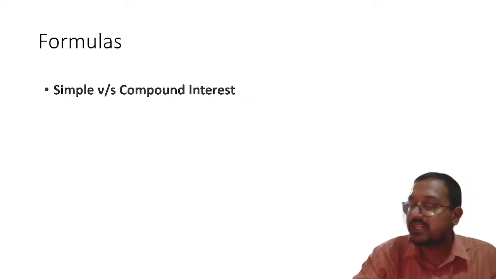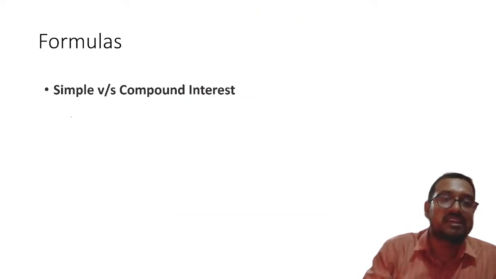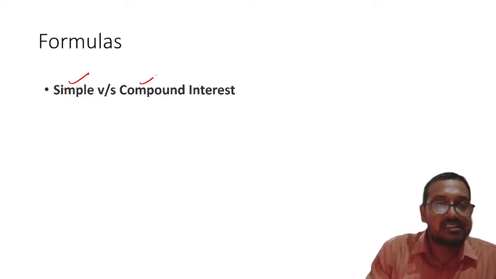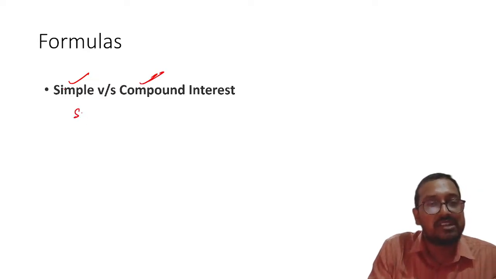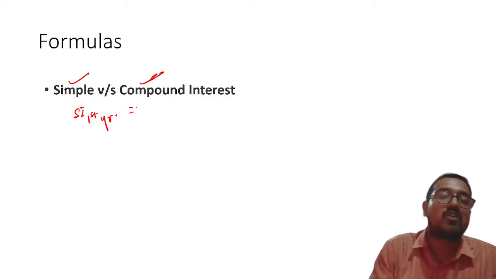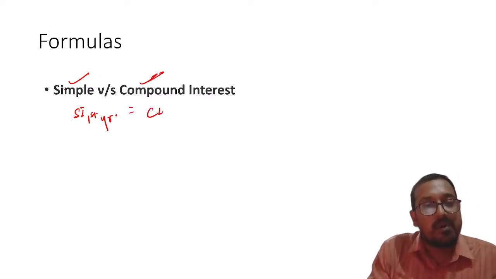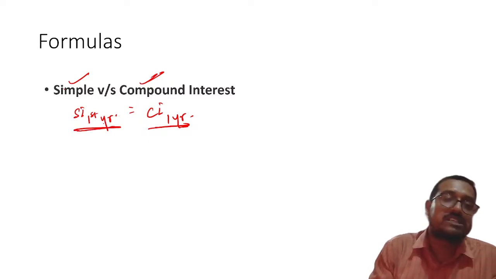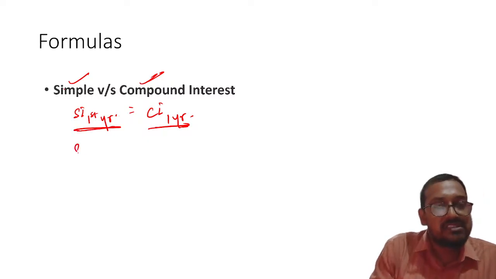Now my dear students, there is a relation between simple interest and compound interest. Please remember, simple interest for the first year is equal to compound interest for 1 year. One year compound interest is equal to 1 year simple interest, right?